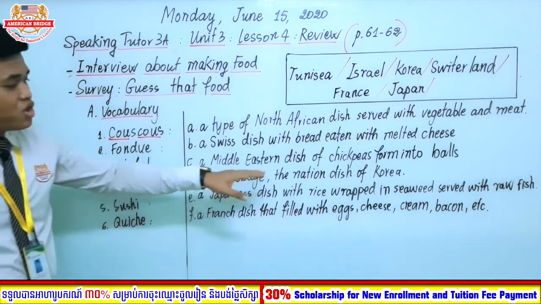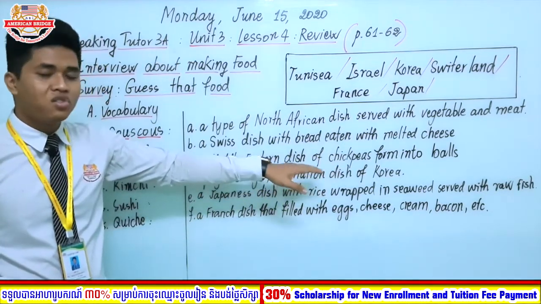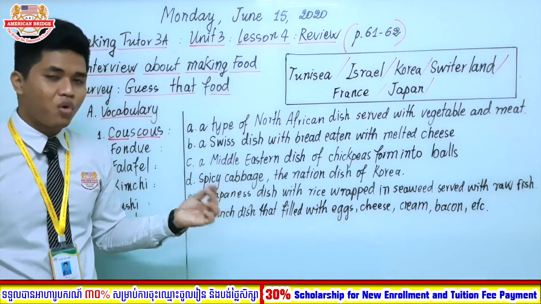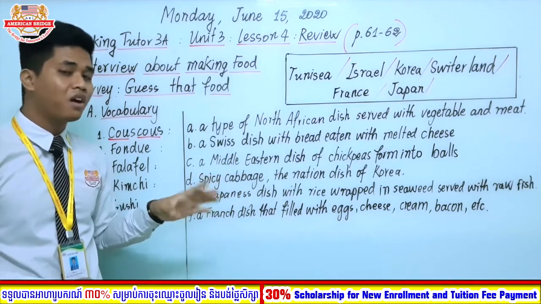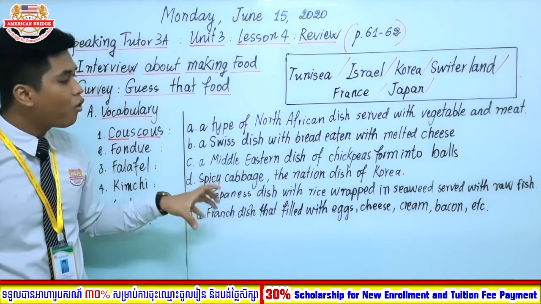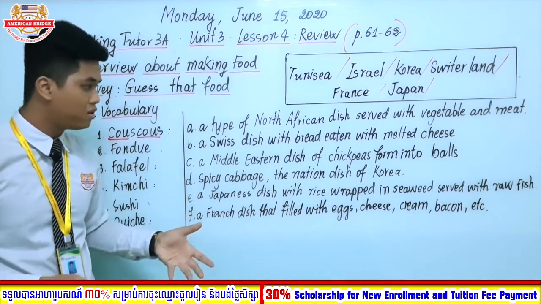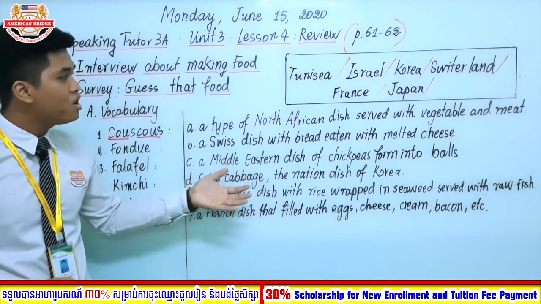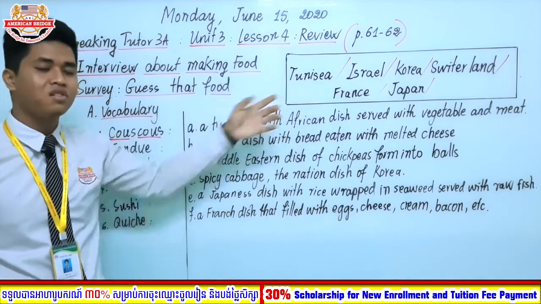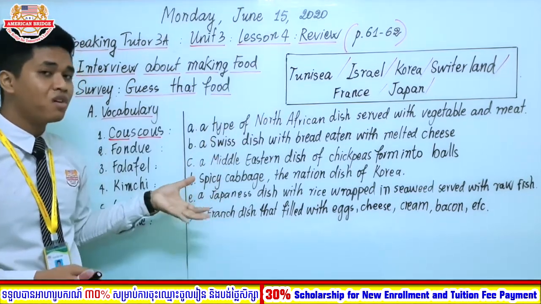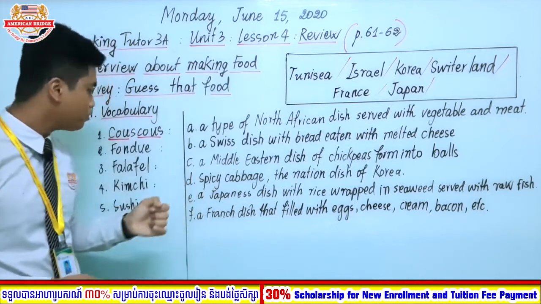It is made from chickpeas, and the chickpea is a kind of fruit which is very small and yellow. They form it into a ball and then fry it with oil. This is from the Middle East country, Israel. So this is their favorite, famous food in Israel.